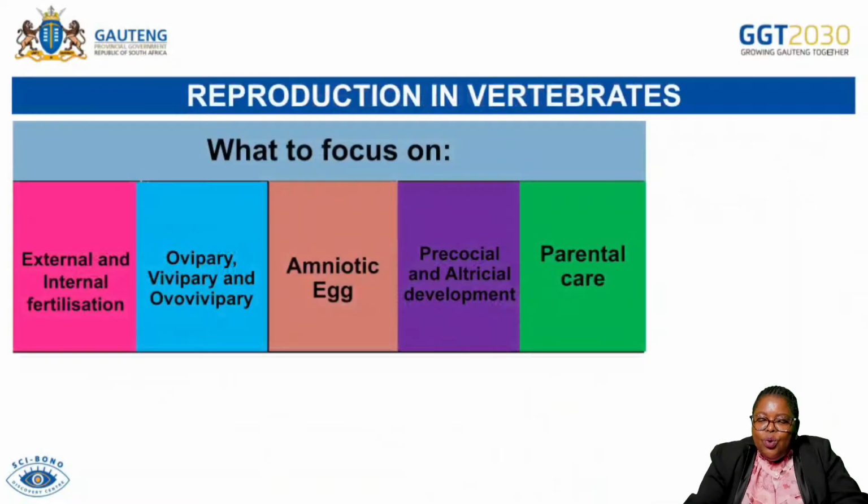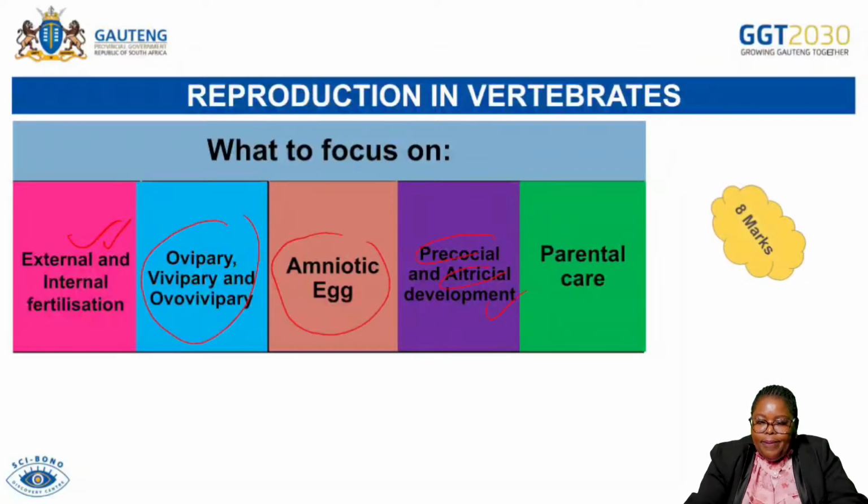Okay, so lastly, we're looking at reproduction in vertebrates. Now, with reproduction in vertebrates, you need to focus on the following. You need to know the difference between external and internal fertilization. You need to know the reproductive strategies, the difference between oviparity, viviparity, and also ovoviviparity. You need to know the amniotic egg. You need to know the difference between precocial and altricial development, and also parental care. What we mean when we talk about parental care.